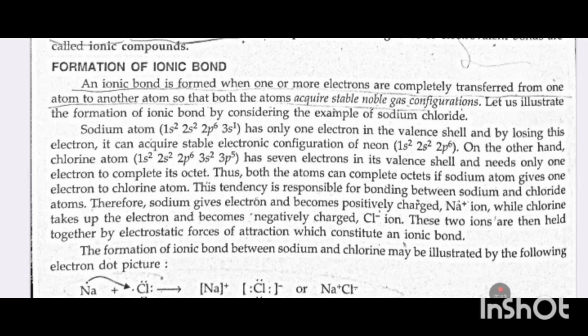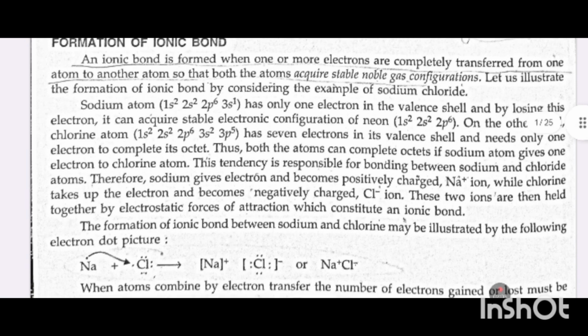Formation of ionic bond. An ionic bond is formed when one or more electrons are completely transferred from one atom to another atom so that both the atoms acquire stable noble gas configuration. Let us illustrate the formation of ionic bond by considering the example of sodium chloride.